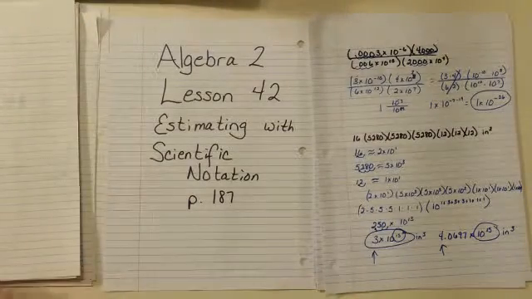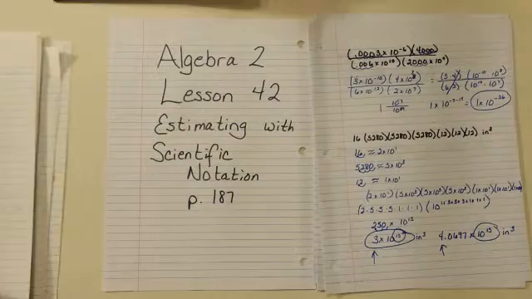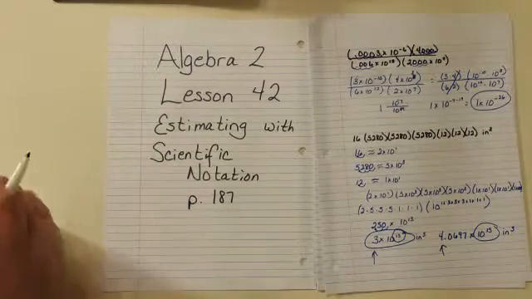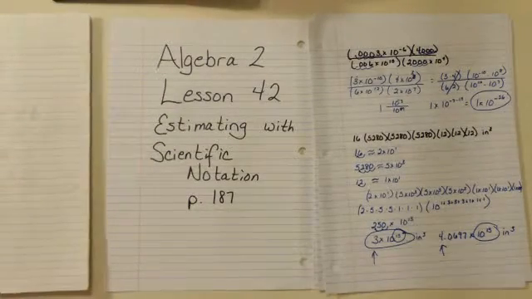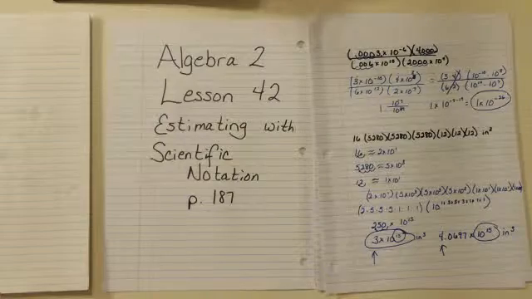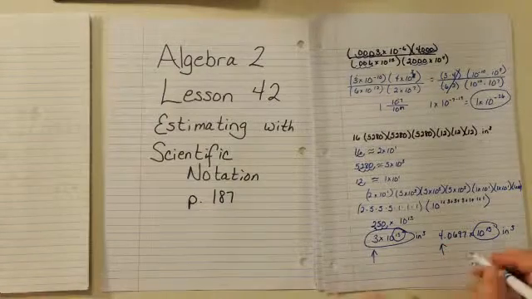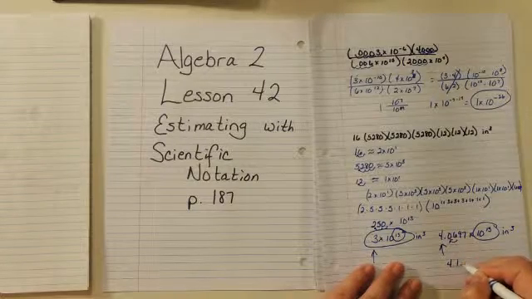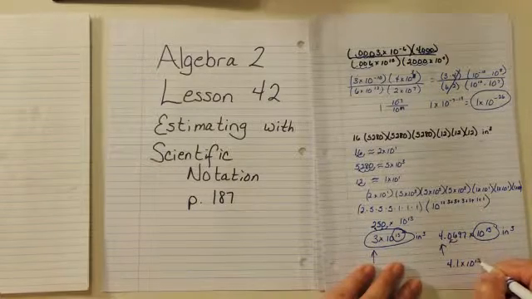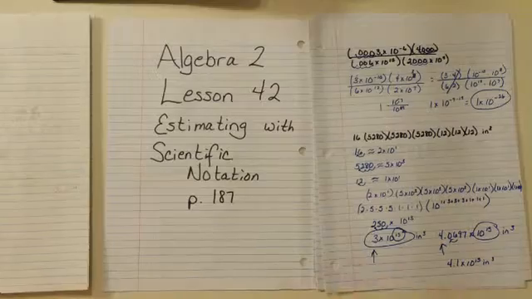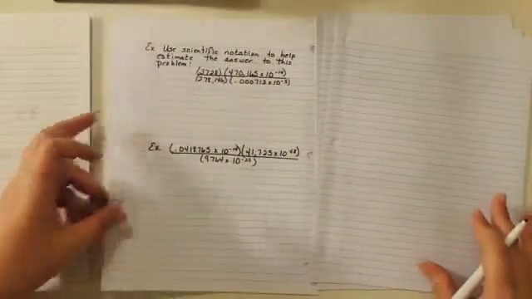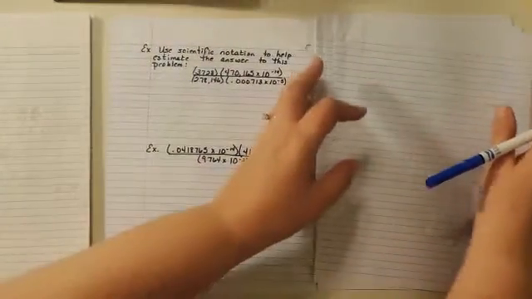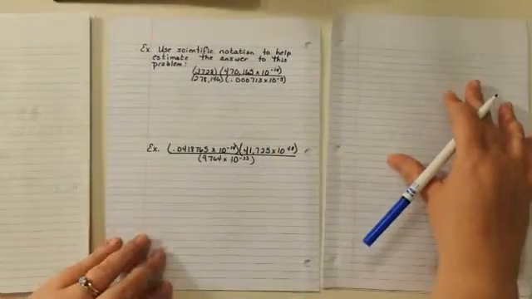Alright, when we use these, we're going to rewrite our answers in standard form, and we're going to round to 1 digit. So this would round this up to a 1. So this would be 4.1 times 10 to the 15th inches cubed. So let's try a few. Use scientific notation to help estimate the answer to this problem.